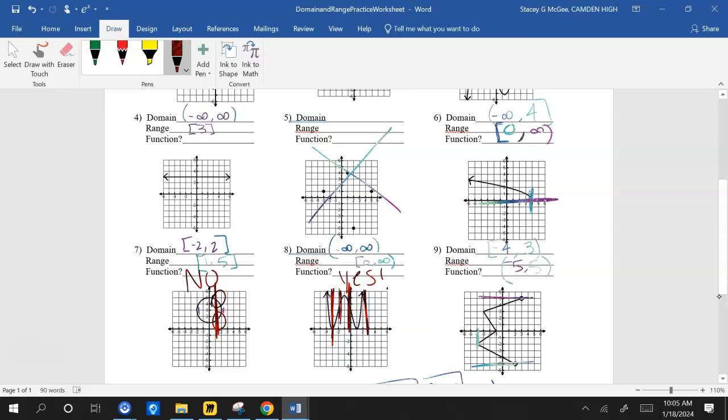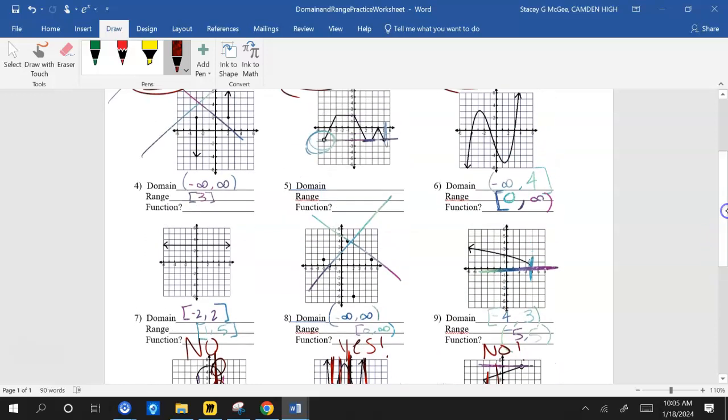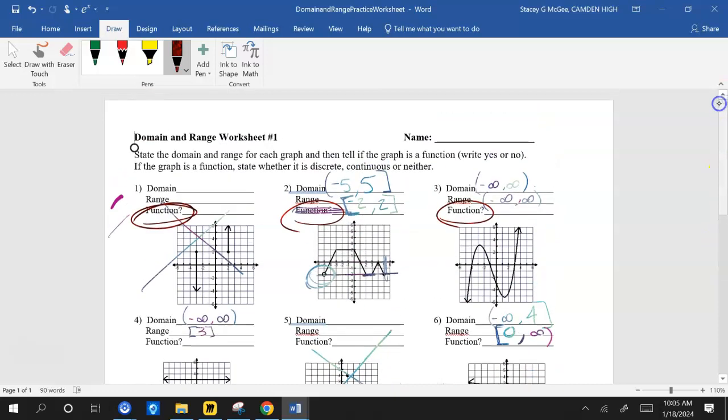Is number 9 a function? What do you think, Rhett? Is it a function? Why? It'll hit twice. That's exactly right. And it'll actually hit a bunch of times there if you go through right. So if it hits more than once, it's not a function. Again, we'll talk about this a little more in detail a little bit later on.